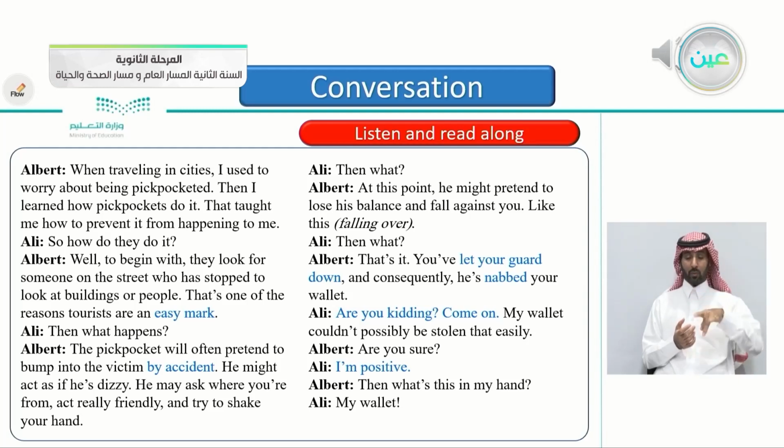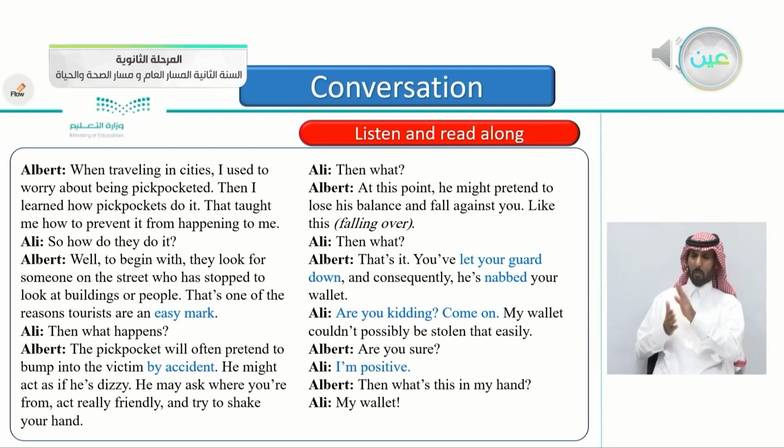Crime doesn't pay. When traveling in cities, I used to worry about being pickpocketed. Then I learned how pickpockets do it. That taught me how to prevent it from happening to me. So how do they do it? Well, to begin with, they look for someone on the street who has stopped to look at buildings or people. That's one of the reasons tourists are an easy mark.